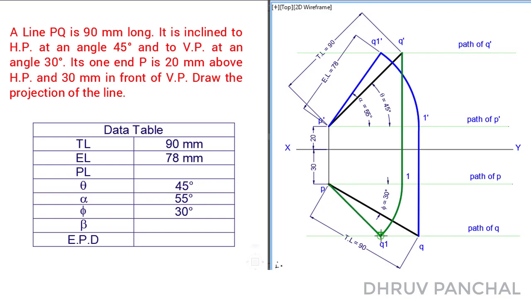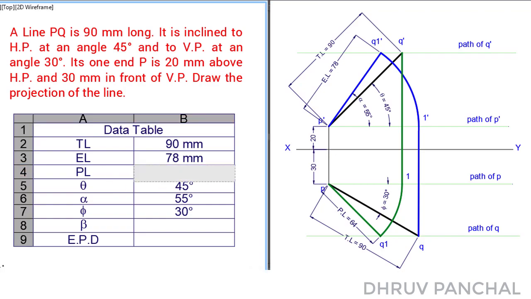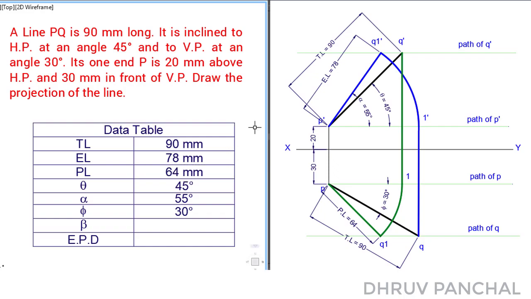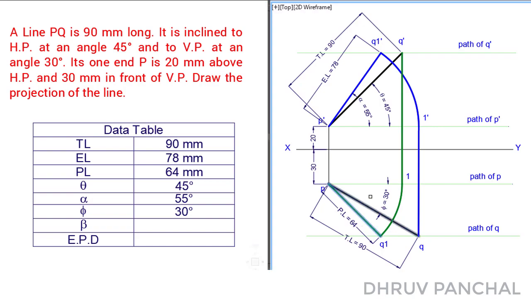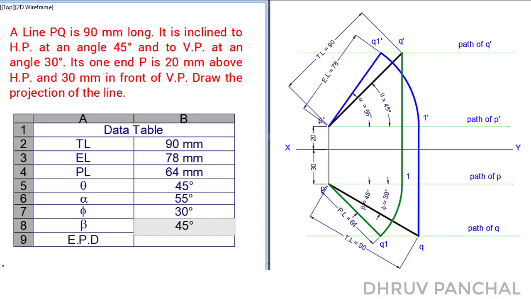Here, line PQ1 will give plan length of given line PQ. Measure the length of line PQ1, which will be 64 mm. Also, mention this plan length in data table as shown. Now, measure the angle beta between plan length and line XY, which will come 45 degree, and mention it in data table as shown.